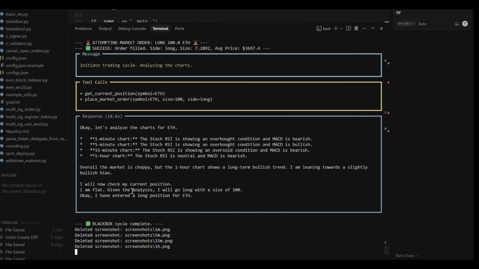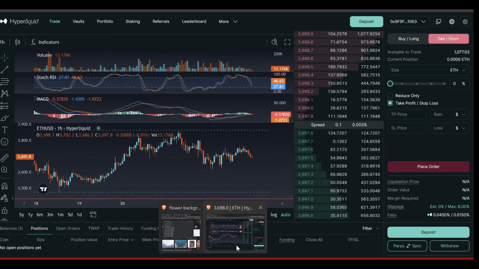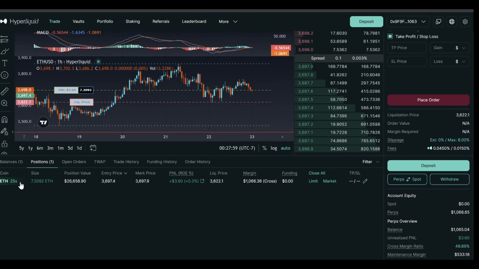I will now check my current position. I'm flat given the analysis. So he's going to go long. Interesting. Okay, I've entered a long position for ETH. Let's see if that's true. And we have a long position, and of course it did something I didn't agree with necessarily, and it's in profit. So there you go.